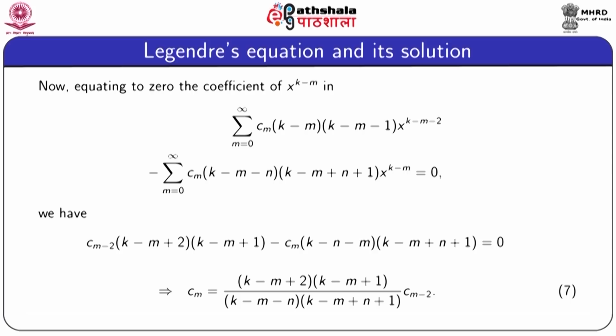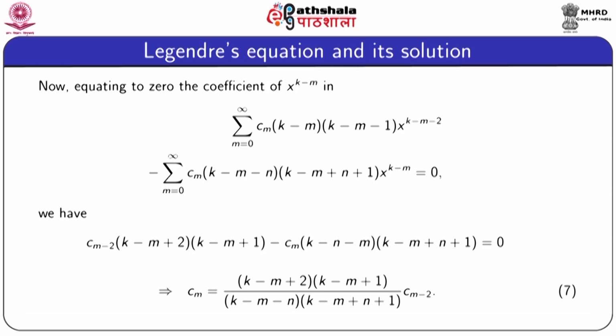And when you do that, you get this coefficient of x to the power k minus m here as c of m minus 2. I replace this by m minus 2. So, k minus m plus 2, similar thing here, k minus m plus 1, minus this whole expression, because this is already the coefficient of x to the power k minus m. So, we equate this whole expression to 0, and you are left with c m equal to (k minus m plus 2)(k minus m plus 1) k divided by (k minus m minus n)(k minus m plus n plus 1) c m minus 2. So, we obtain this recurrence relation of c m in terms of c m minus 2.